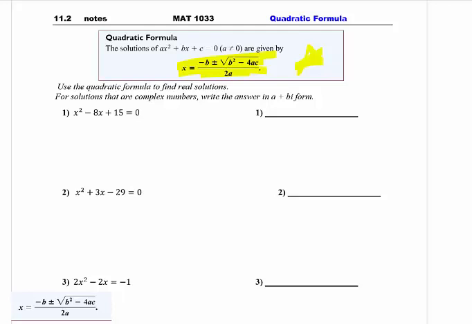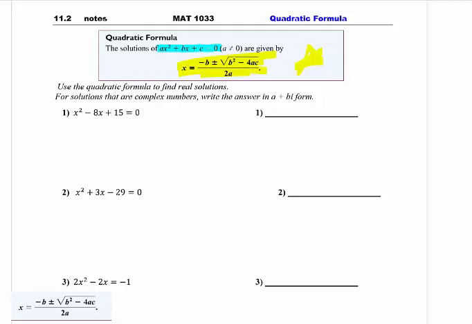So first things first, you do have to have it in our standard form, which would be what we would have had for our factoring format, which is different from completing the square. Notice you have to have it equal to 0. So I suggest first step, make sure it's equal to 0. Second step, write down what A, B, and C are.